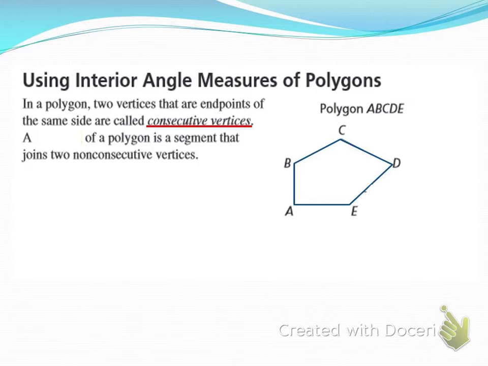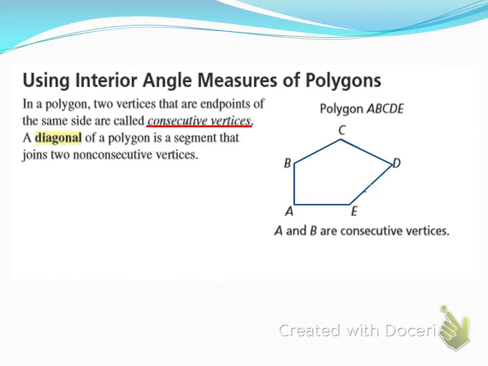Pick a vertex in this polygon. Any vertex. A, B, C, D, E. Which one? C. All right, so a consecutive vertex are the vertices that share a side. So what is consecutive with C? B and D. Those are consecutive. Here's why that matters. We're going to draw diagonals here in a second, and diagonals are drawn between non-consecutive sides. So that is the blank there.